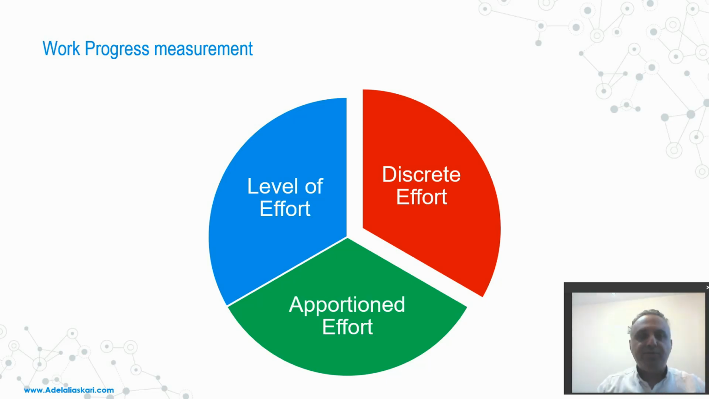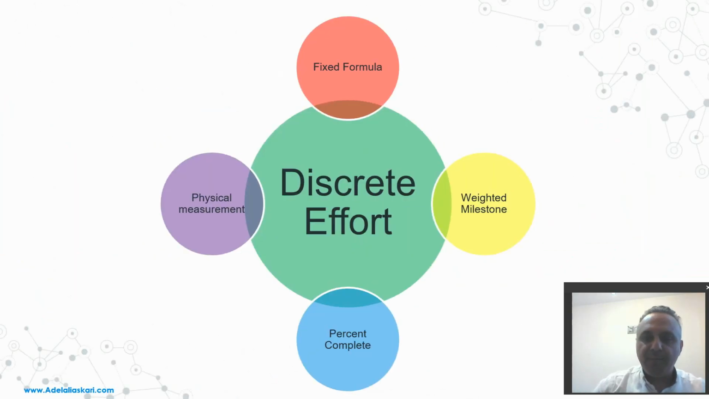Let's go back to the discrete work package or effort. This type of effort and work package is directly related to a specific end product or service, with distinct measurable points and outputs that result directly from discrete efforts. This discrete effort is divided into four methods. As the first method, we have the fixed formula. As the second one, we have the weighted milestone. The third one is percent complete, and the last one is physical measurement.